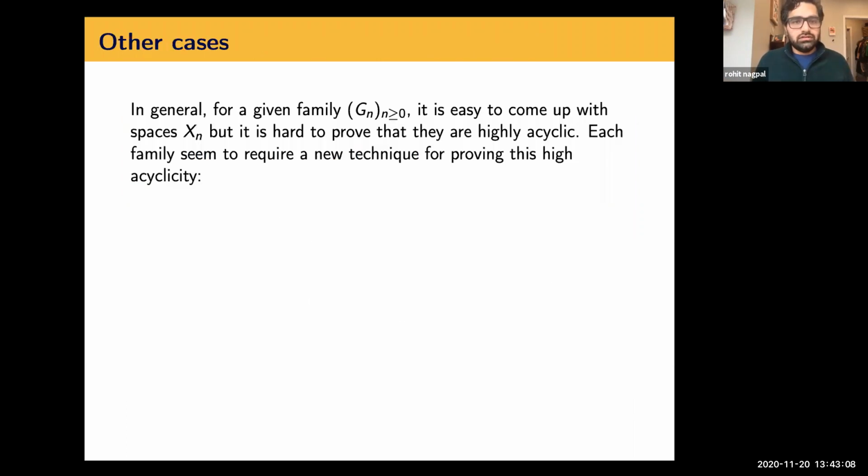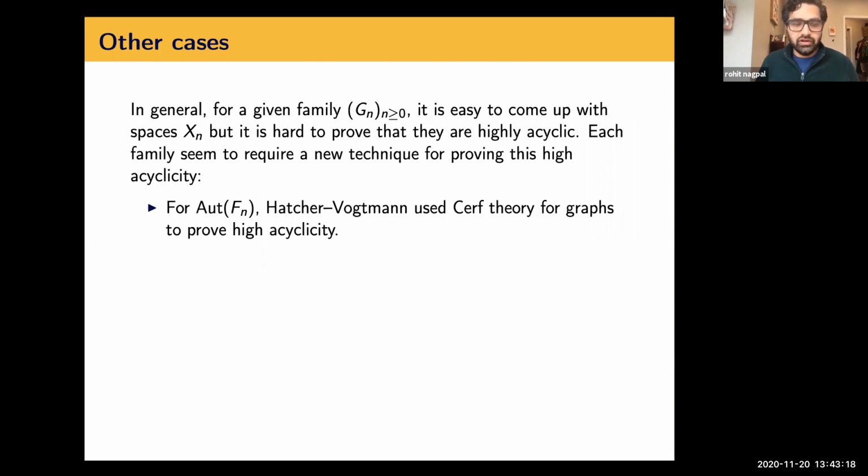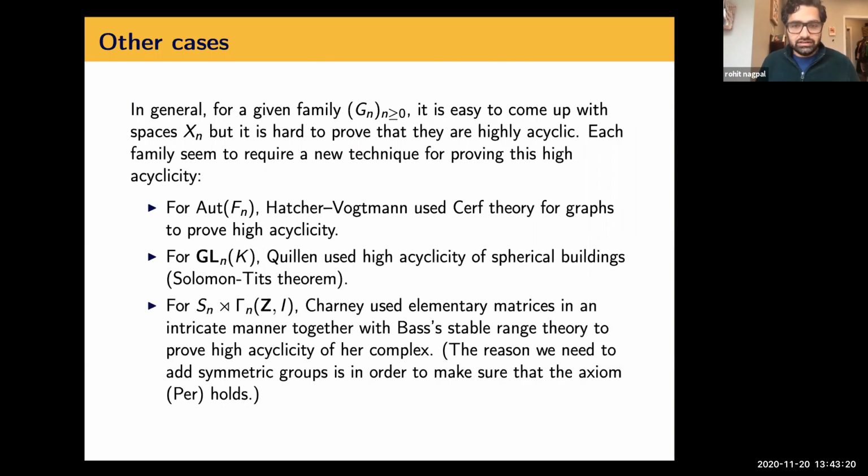Okay, so let's see some other cases. So this stability theorem could be used to prove different kinds of results. For example, Hatcher and Vogtmann used surf theory to prove high acyclicity for some complexes and used a result similar to the stability theorem to prove homological stability for Out(Fn). And you can do this for many other groups, right?